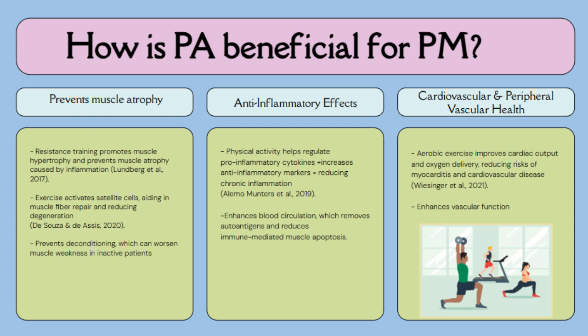Number 2, anti-inflammatory effects. Physical activity plays a crucial role in managing inflammation, especially for individuals with polymyositis or PM. Regular exercise helps regulate cytokine production, which in turn reduces chronic inflammation that can lead to muscle damage. Additionally, exercise enhances blood circulation, helping to remove autoantigens, substances that trigger immune responses, while also reducing immune-mediated muscle apoptosis, or programmed cell death. By modulating the immune system, exercise prevents excessive muscle destruction caused by PM.